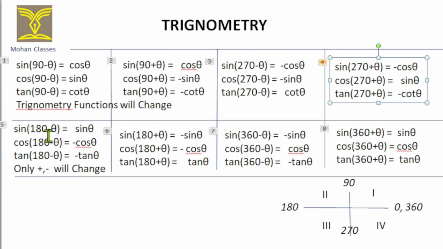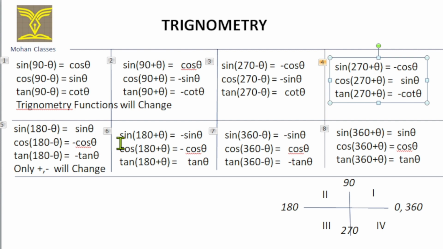Sine 180 minus theta is sine theta. Sine 180 minus theta will come in the second quadrant. Here sine and cosecant are positive, therefore sine theta is positive. Cos 180 minus theta is minus cos theta, tan 180 minus theta is minus tan.